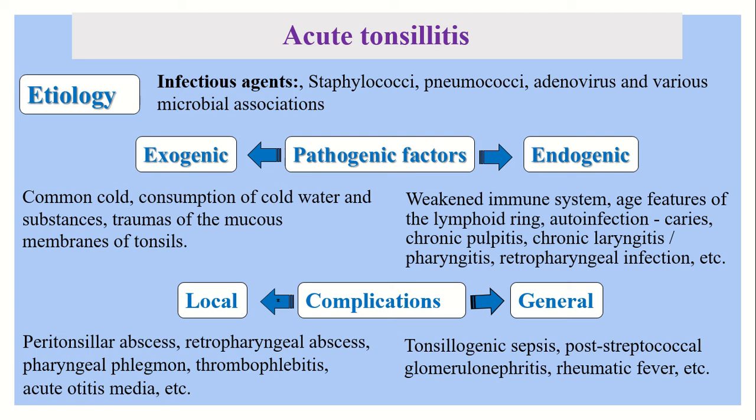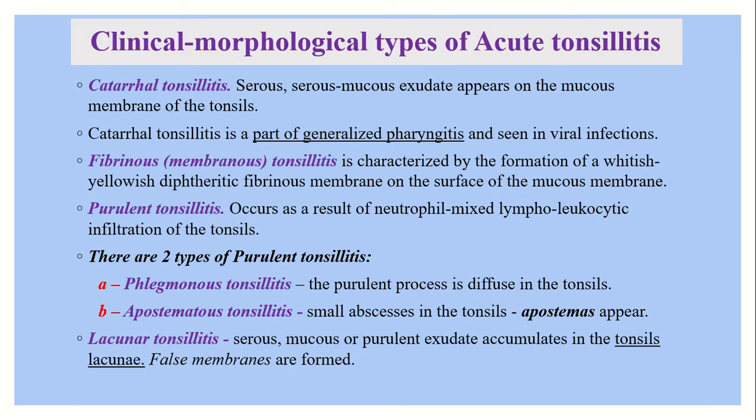Which complications can we see during acute tonsillitis? They are divided into local and general. Local complications may be peritonsillar abscess, retropharyngeal abscess, pharyngeal phlegmon, thrombophlebitis, acute otitis media, and the general ones are tonsillogenic sepsis, post-streptococcal glomerulonephritis, rheumatic fever, and so on.